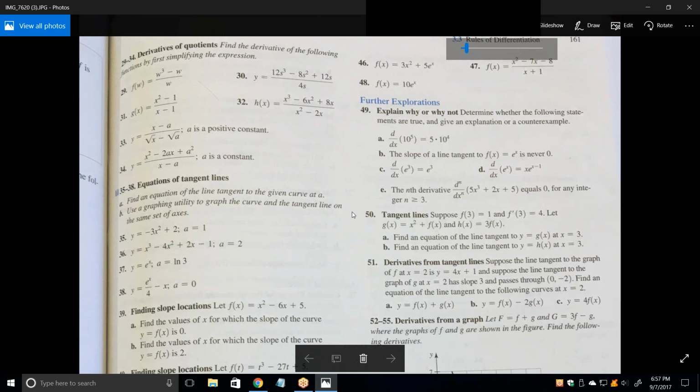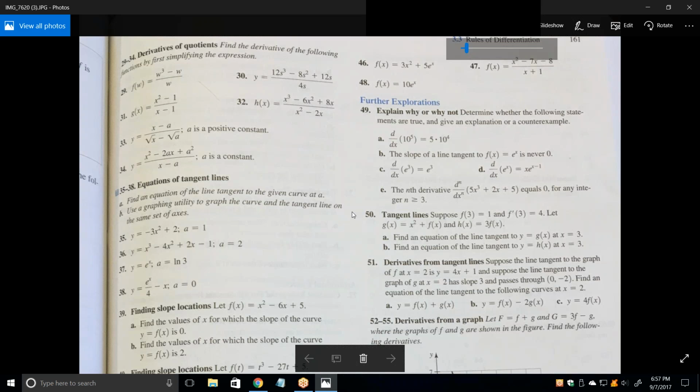Would they all just be the same? Will they ever be the same? Only if it's e to the x. Then the first derivative is e to the x, second derivative is e to the x, third derivative is e to the x. Okay, that's good. That's the only one where all three would be the same. This one you got to do something first. What do you got to do?